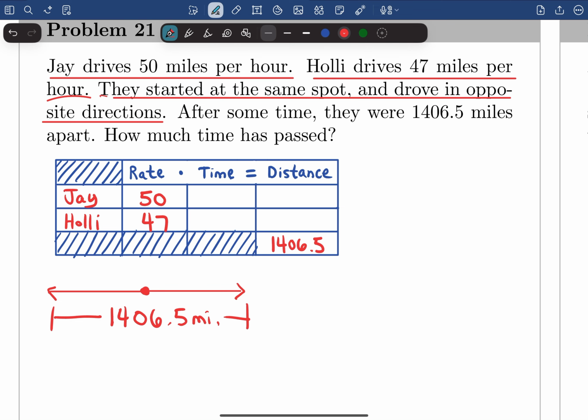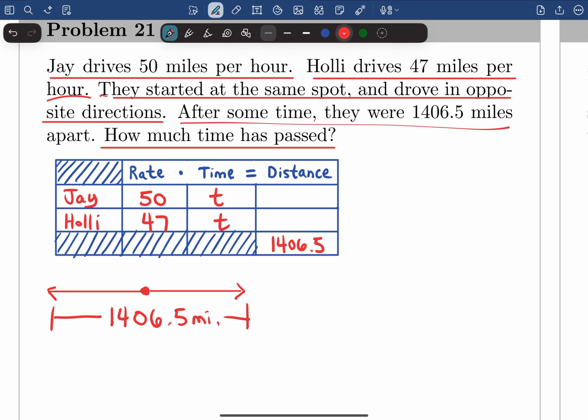Now, after some time, they were that far apart. How much time has passed? We don't know how long they've been traveling. Let's call that time t. We'll use the variable t, and we don't know what it is. So that's what we're going to try to find.